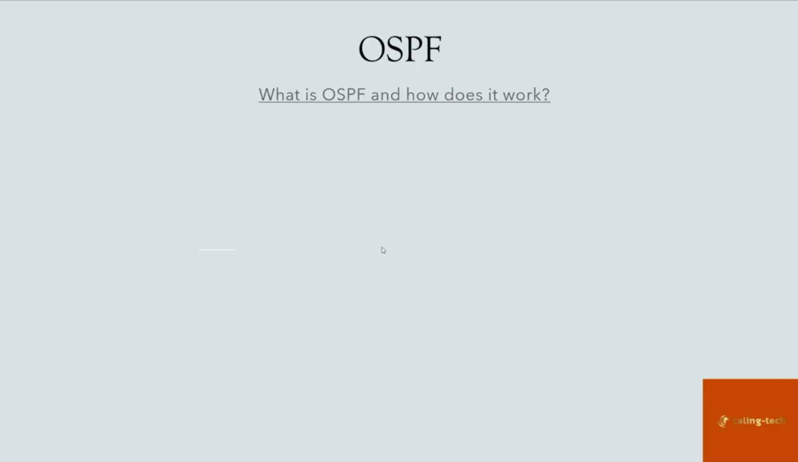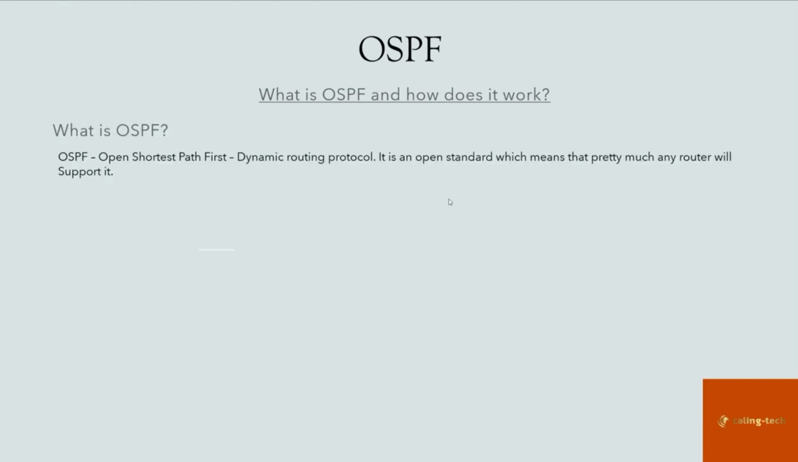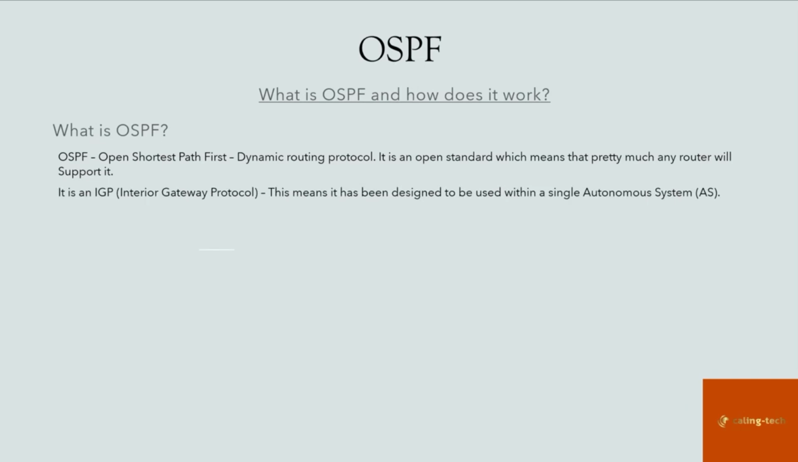Hi and welcome to this presentation of what is OSPF and how does it work. We'll try and do this presentation as quickly as possible for you. So what is OSPF? Well, it's Open Shortest Path First. It's a dynamic routing protocol and it's an open standard, which means it'll work with pretty much any router. So your Cisco, your Junipers, your Extremes, etc.